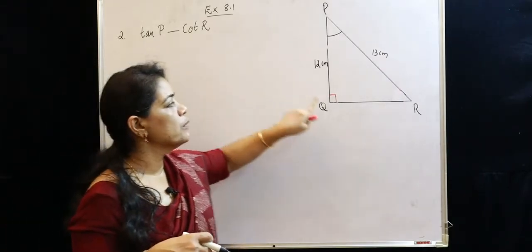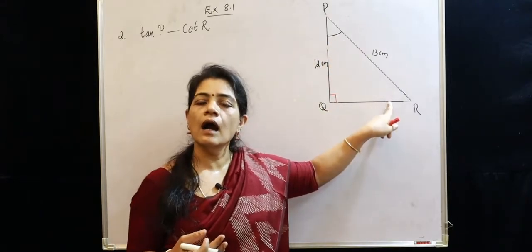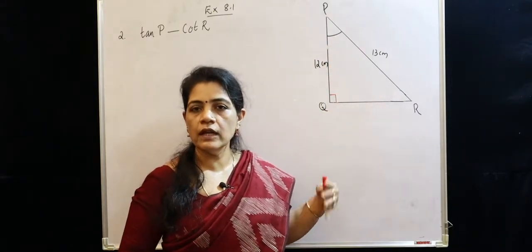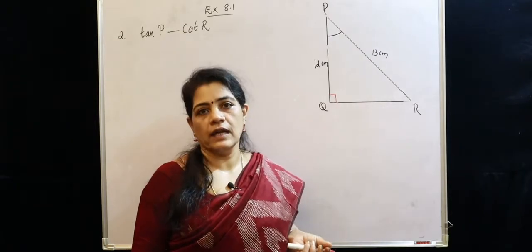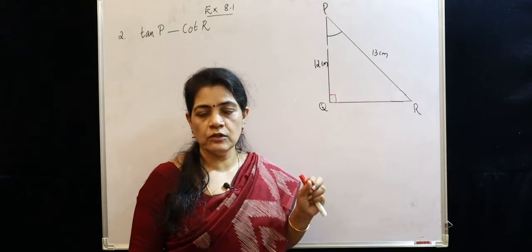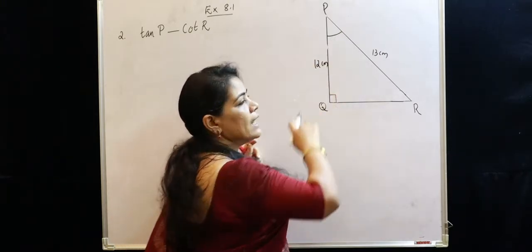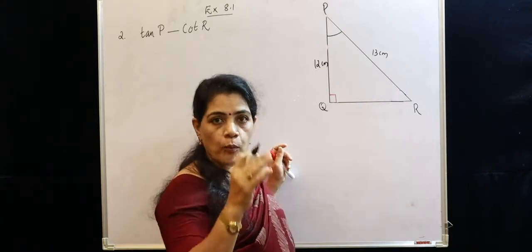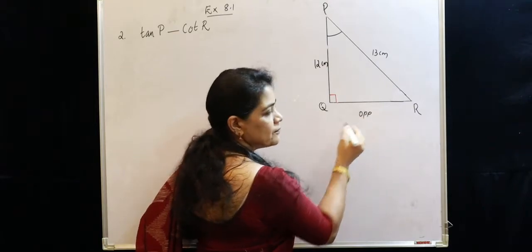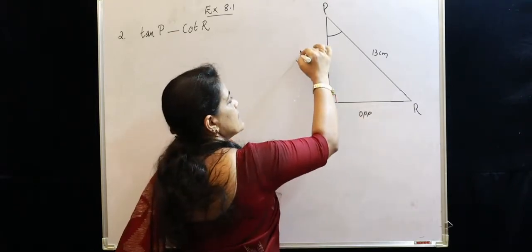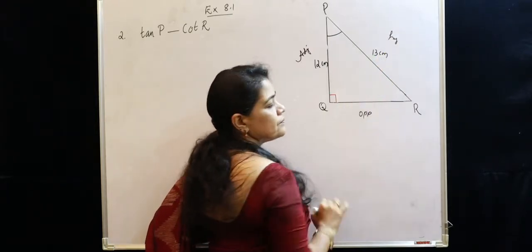If angle Q is 90 degree, it implies angle P and angle R are acute angles. So you can define trigonometric ratios upon these two acute angles. So for tan P, first we can take the reference angle as P. With respect to angle P, its opposite side is QR. So this is the opposite side, and this is the adjacent side, and definitely this is the hypotenuse.